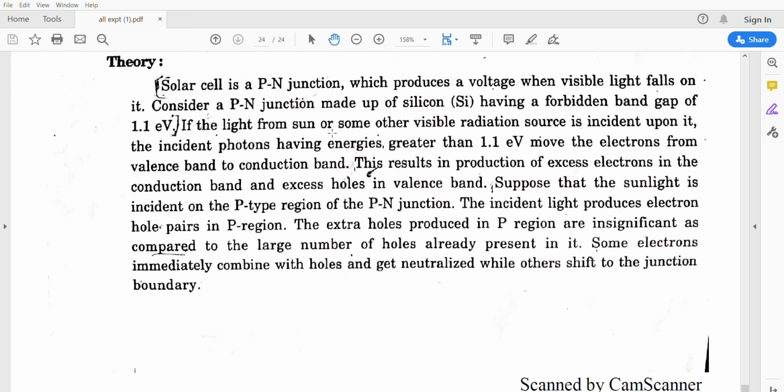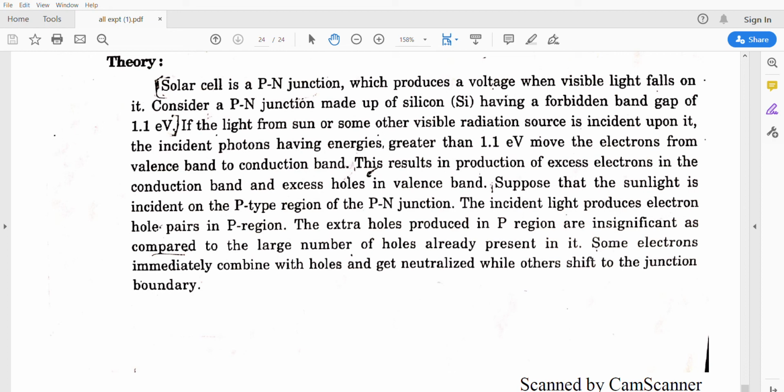If light from the sun or some other visible radiation source is incident upon it, the incident photons having energies greater than 1.1 electron volts move electrons from the valence band to the conduction band. This results in excess electrons in the conduction band and excess holes in the valence band. Suppose the sunlight is incident on the p-type region of the PN junction. The incident light produces electron hole pairs in the p region. The extra holes produced in the p region are insignificant compared to the large number of holes already present in it. Some electrons immediately combine with holes and get neutralized, while others shift to the junction boundary.